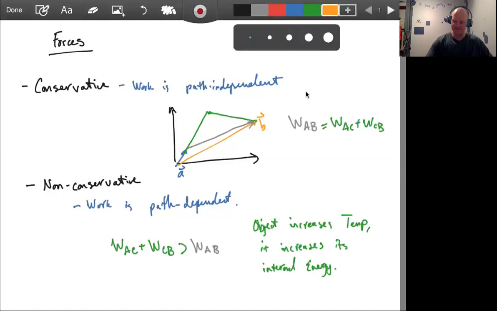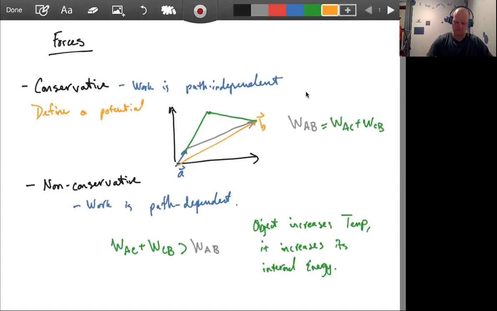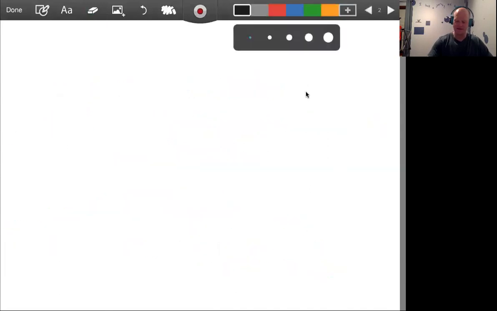So anyways, conservative forces are interesting in the fact that since they're path independent, and it doesn't matter how I go from point A to point B, it just matters that I got from point A to point B, what this means is we can define a potential energy from them. So conservative forces will allow us to determine potential energies. Good. So how does this actually work? The easiest way to talk about this is let's first look at gravitational potential energy.